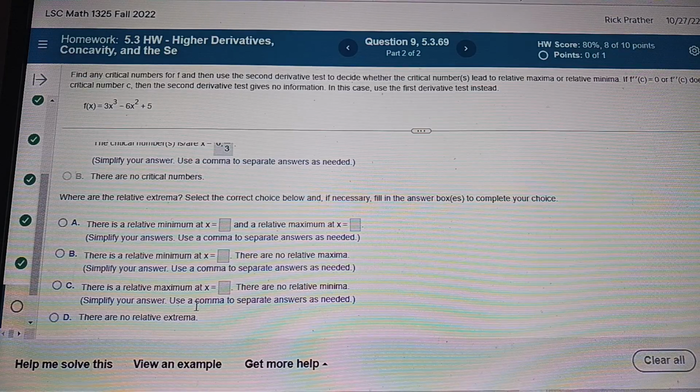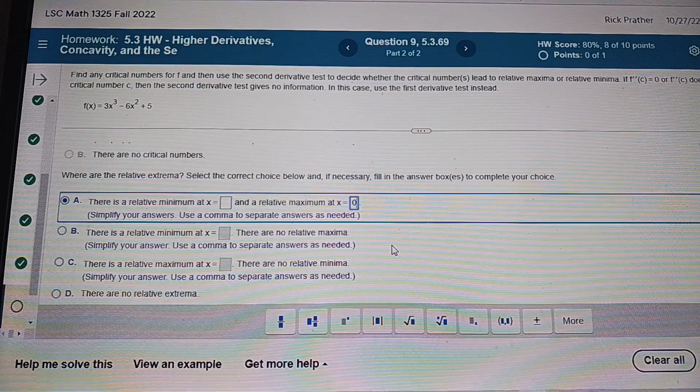Okay, we have a 0 was the local maximum. And do they just want the location of it or the whole location and value? It looks like they just want the location. So that helps. I don't have to waste time finding the y values. There's a relative maximum at x equals 0.